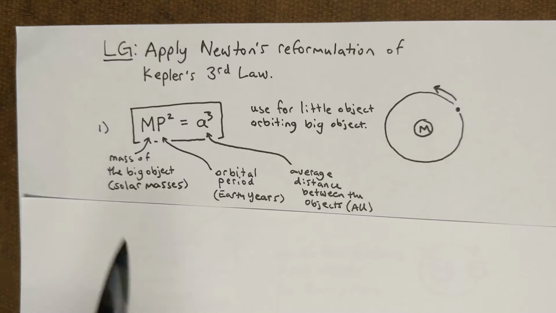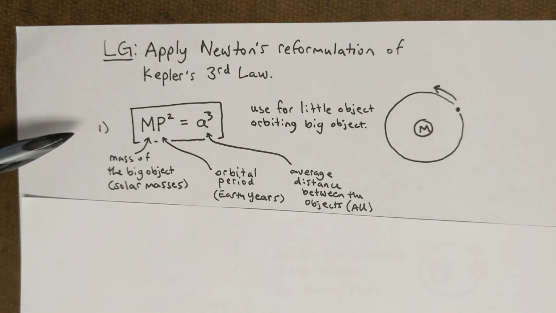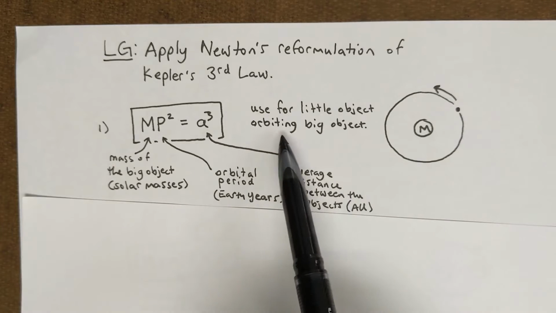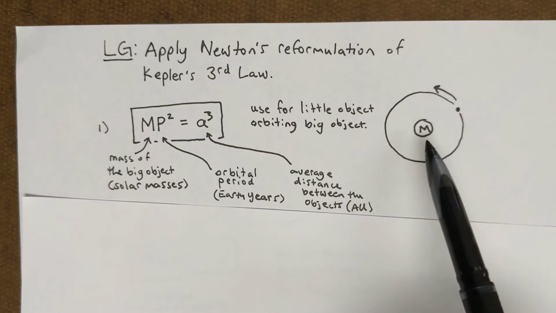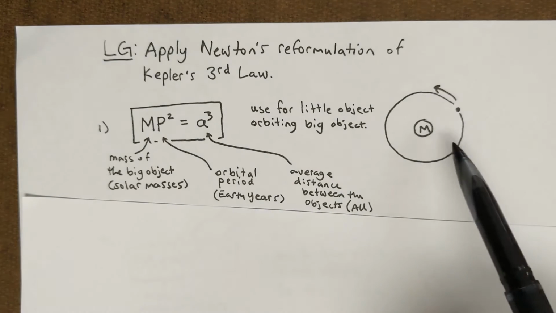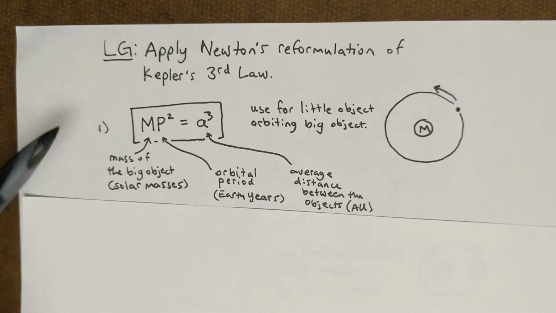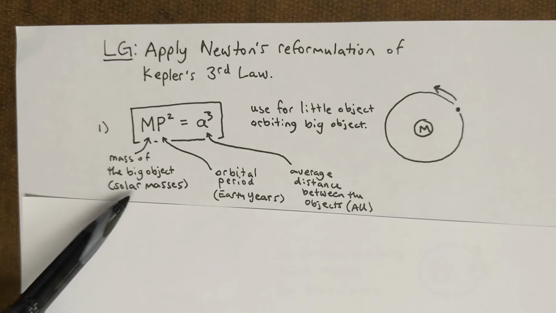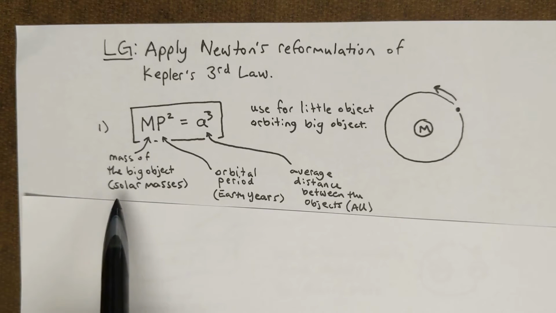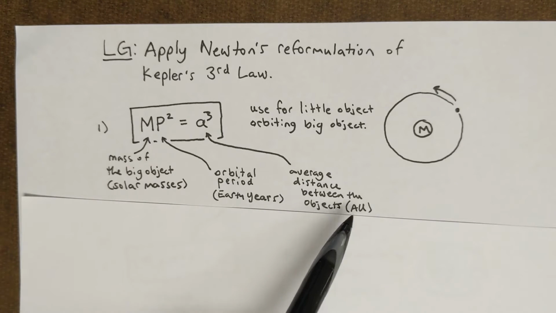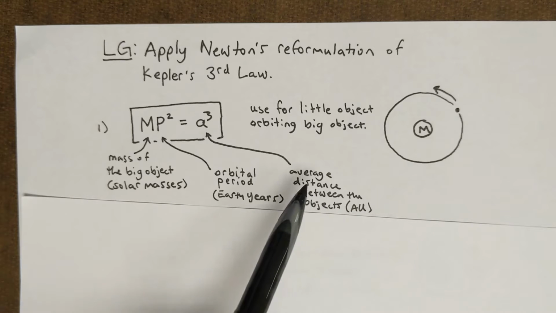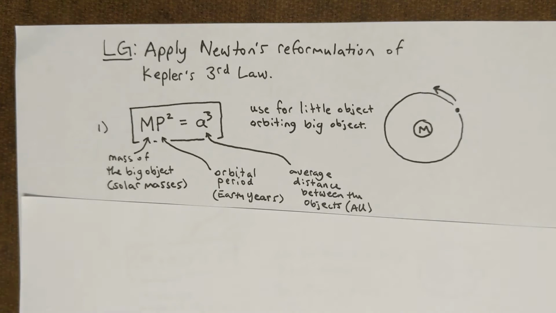So let's take a look at the first equation. This version of Kepler's third law is for little objects orbiting a big object. So, for example, a little moon orbiting a big planet, or a little planet orbiting a star, where the difference in the masses is very large. M is the mass of the bigger object in solar masses. P is the orbital period, like we're used to from before, in Earth years. And a is the average distance between the objects, or the semi-major axis of the orbit, in astronomical units. We're going to see how to apply that in a second.